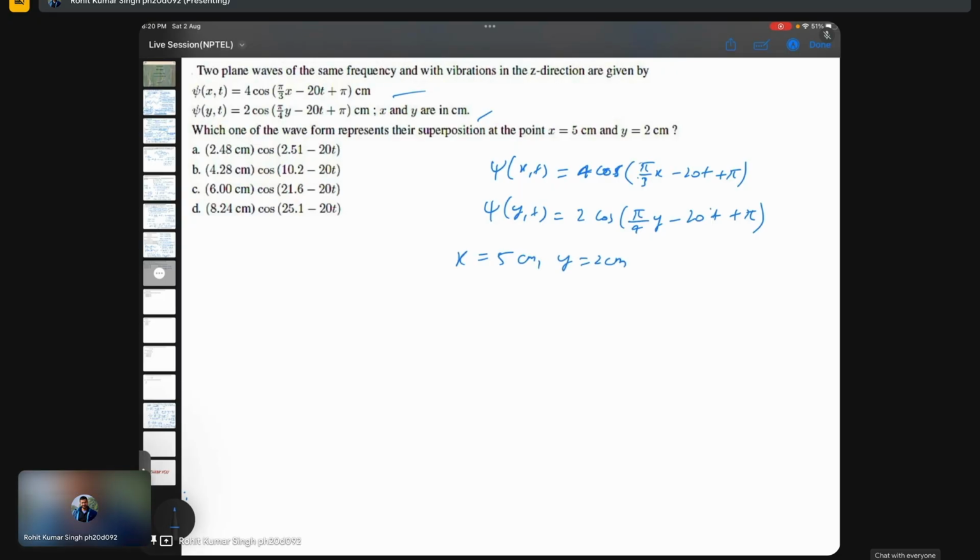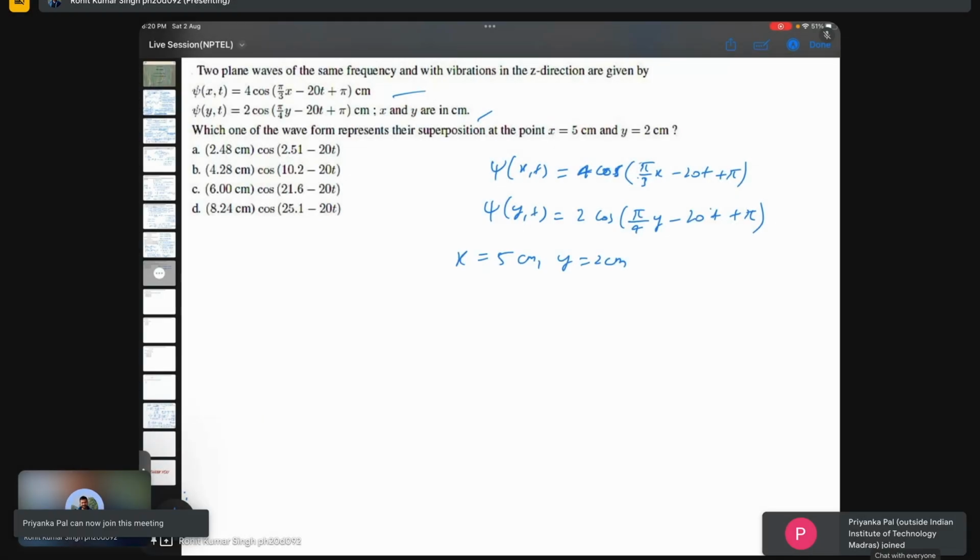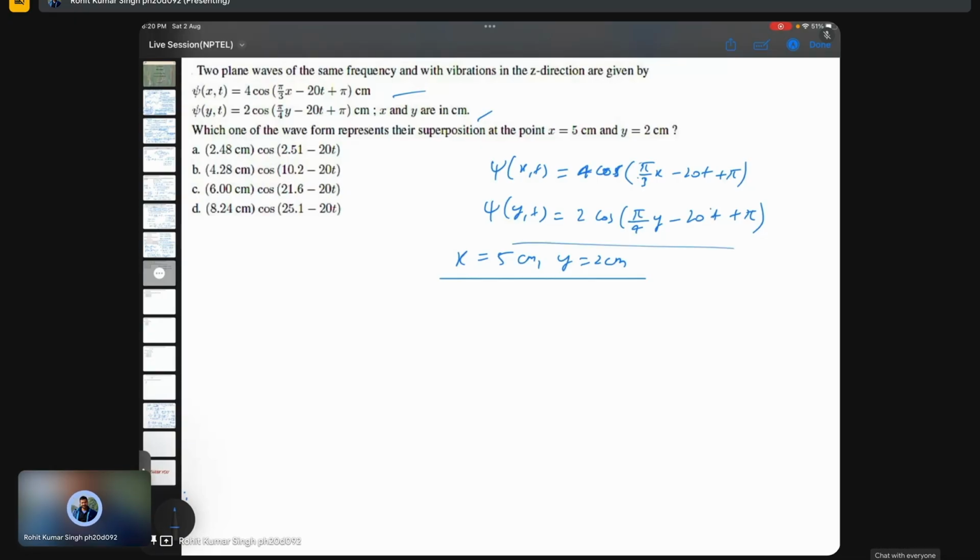Okay, so what will you do, any idea? It's the same problem. You will put the x and y values in these two wave equations, and then solve it like we did in the previous problems.